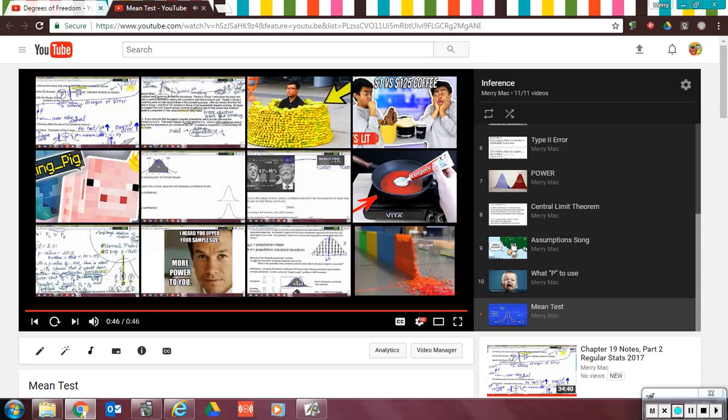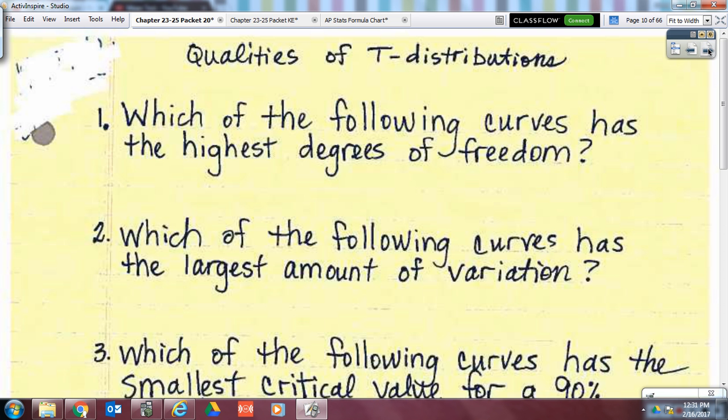All right, so there you go. Here's the song that you guys refused to sing with me. Okay. Very good. So there are things that we want to remember about our t-test.